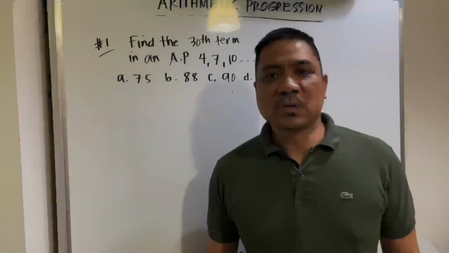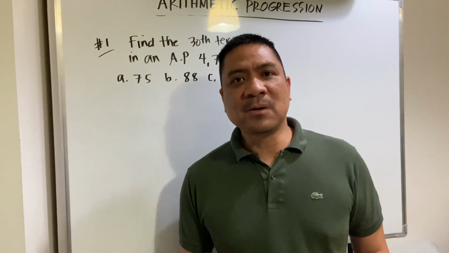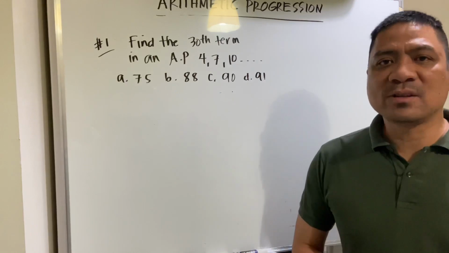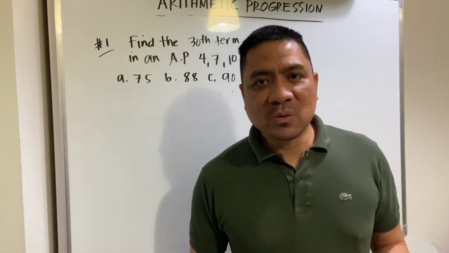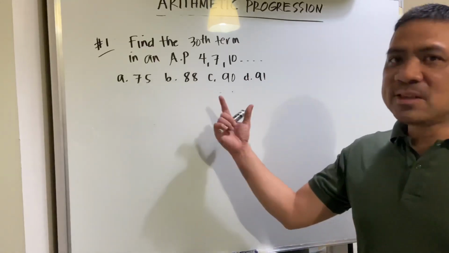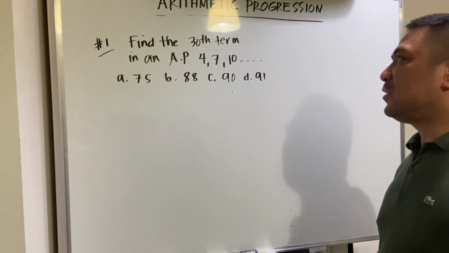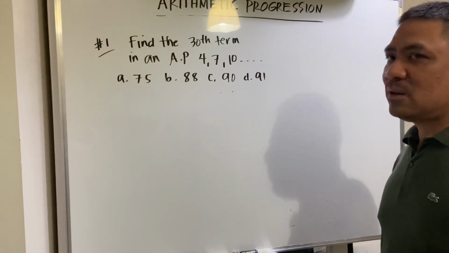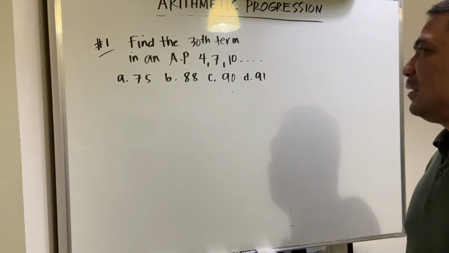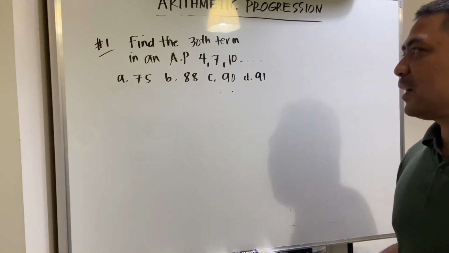Which gives us another formula for finding the sum of all the terms. So now that we were able to derive the two most important and useful formulas in solving problems involving arithmetic progression, I think we are ready now to solve some problems. So let's have this first one. It says we are asked to find the 30th term in an arithmetic progression, wherein the first three terms are 4, 7, and 10. And then we are given 4 choices here.